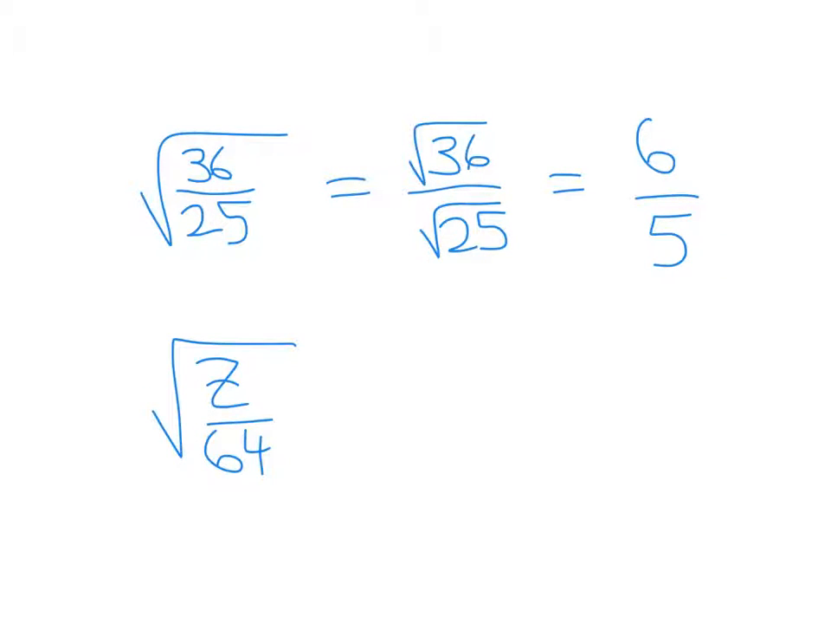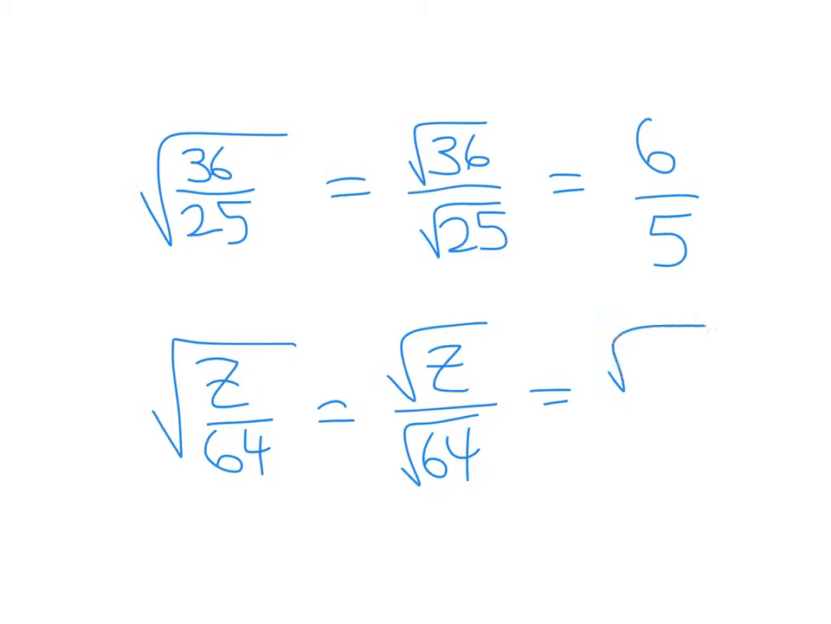So let's say I have this problem, radical z over 64. I can again break it apart, radical z over radical 64. So I can't do anything with the z. If it was z squared, I could, but it's just plain old radical z. It stays that way. What's the square root of 64? That's just going to be 8.